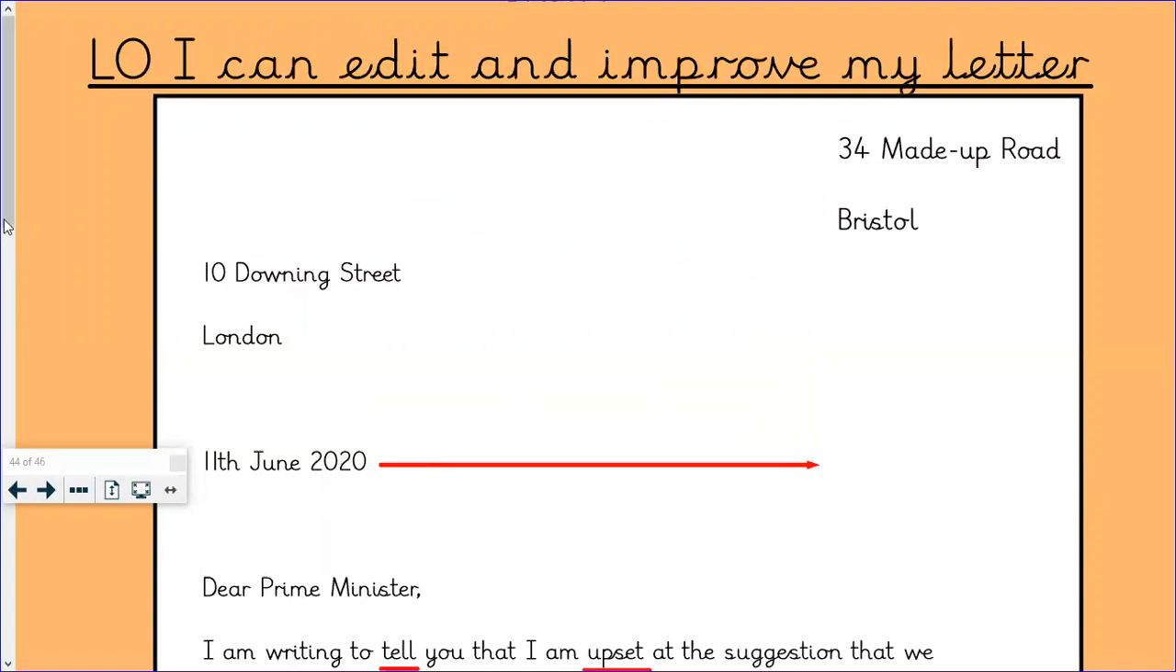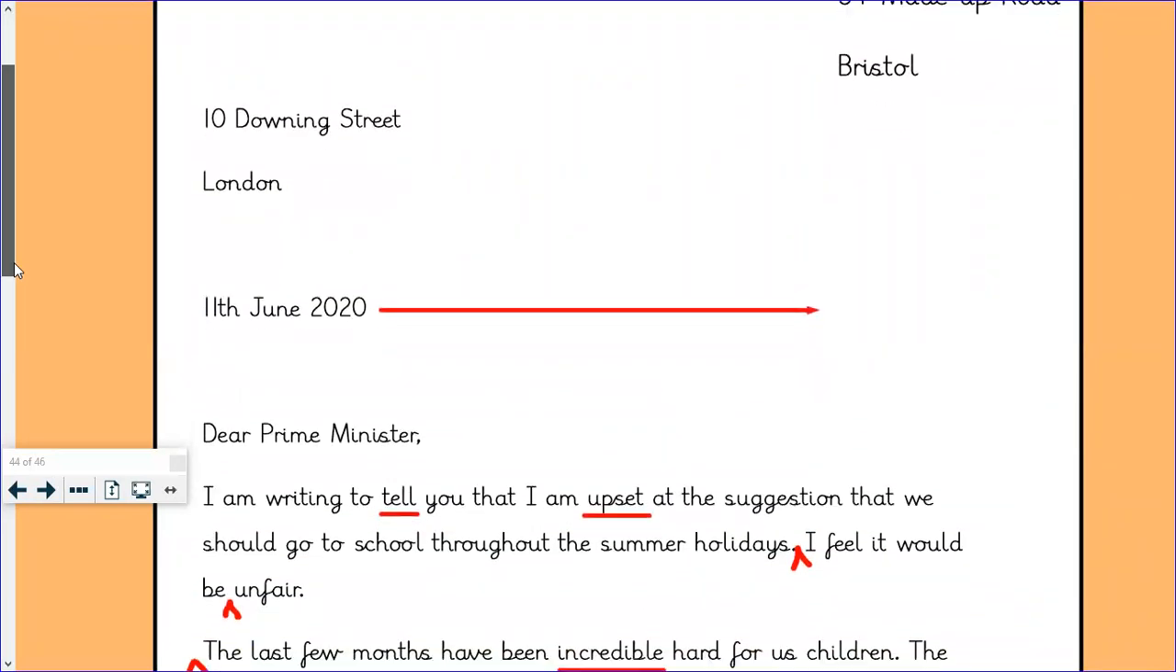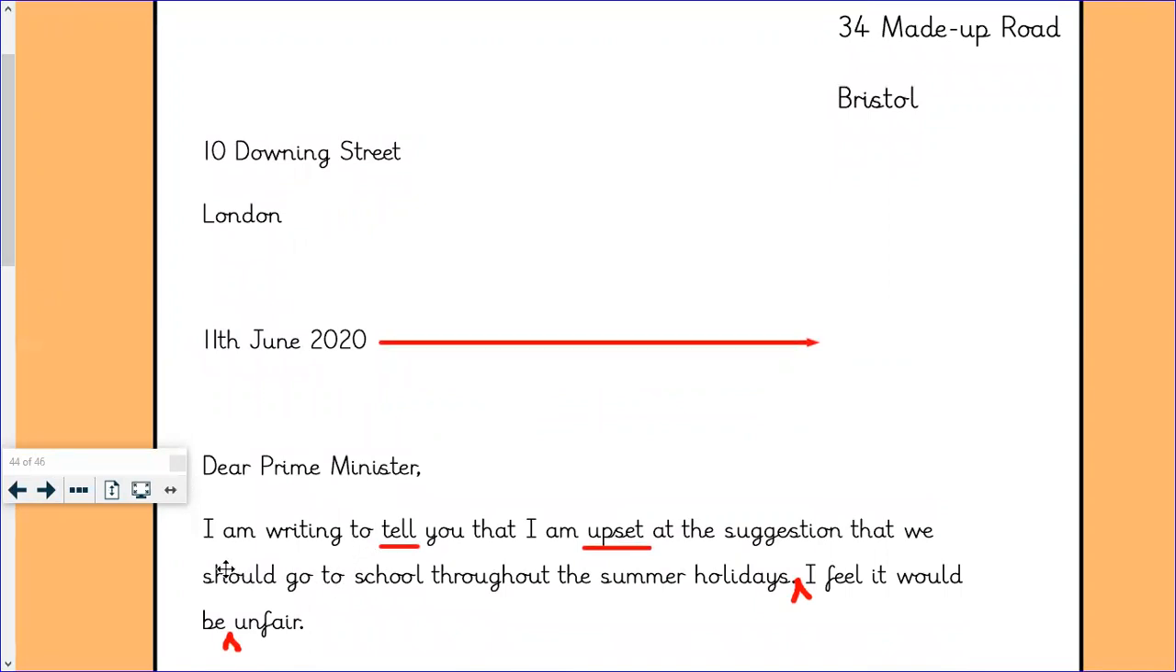Another way of improving your work might be to change some words. For example, I've started this letter with, I am writing to tell you that I am upset at the suggestion that we should go to school throughout the summer holidays. I mean, that's okay, that is all right, but it could be better. My thought was that I could change it to I am writing to inform you. So instead of tell, I would change that to inform. And then I am writing to inform you that I am outraged at the suggestion. So just using stronger and more formal language. You might want to look at upscaling some of your language. Think about improving that language.